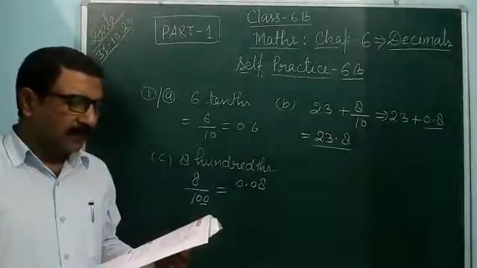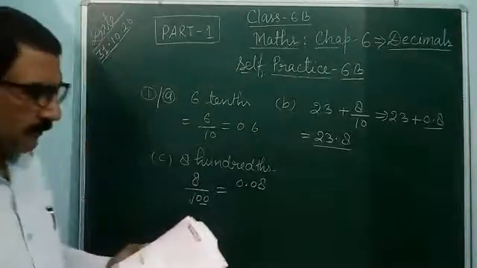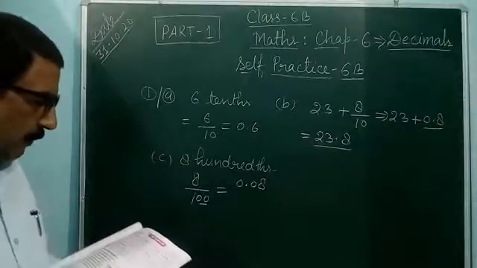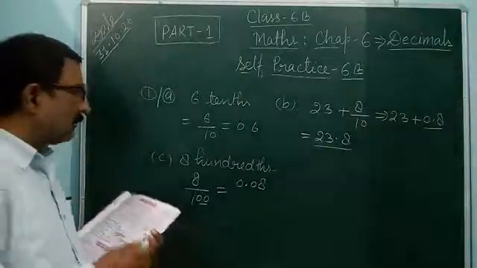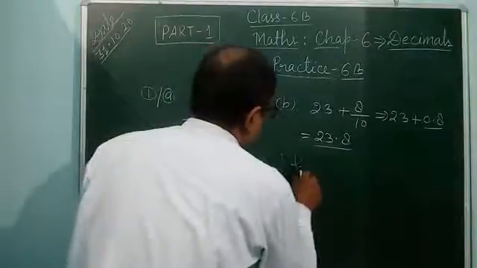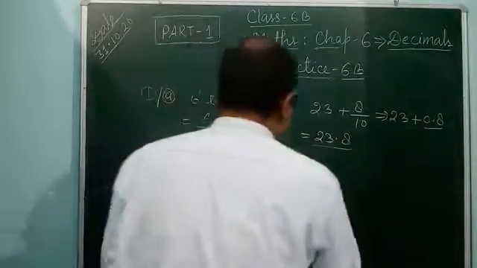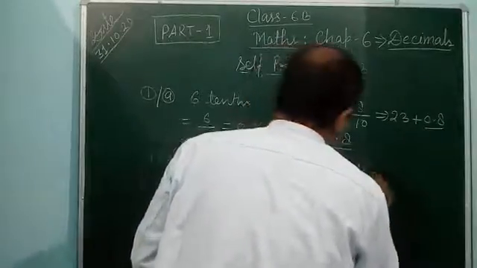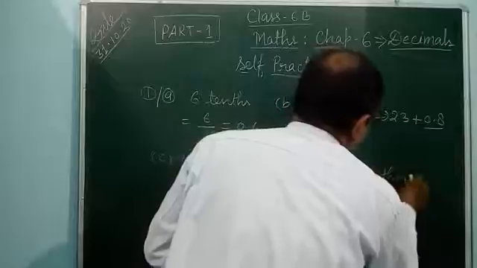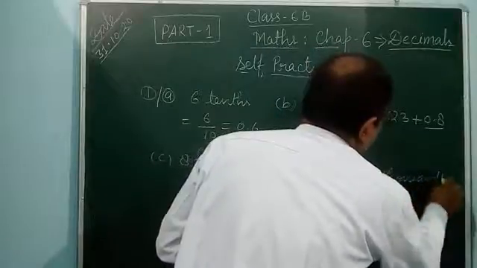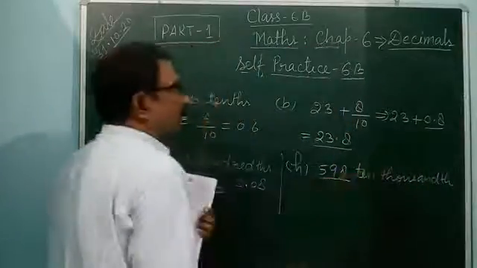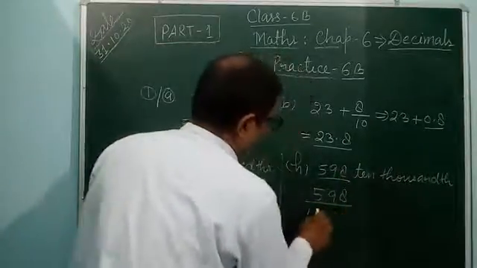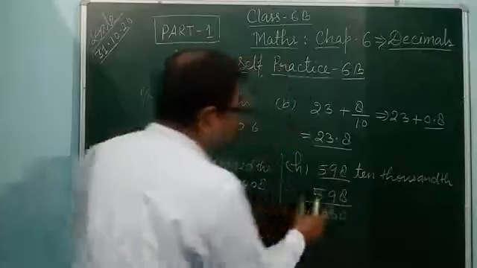H also you can see: 598 ten thousandths. So it is very easy. 598 ten thousandths means 598 by 10,000.